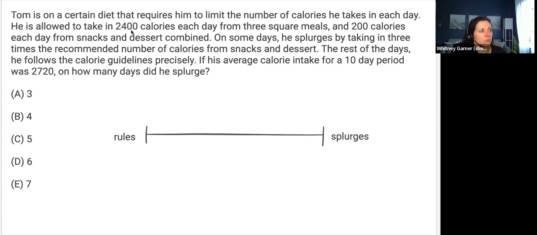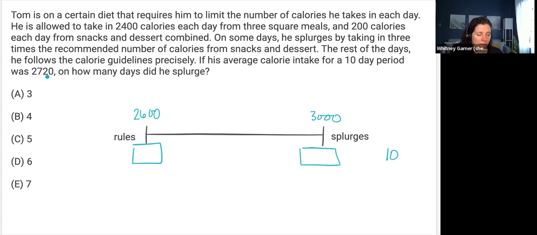Well, on days that he follows the rules, he has 2,400 calories plus 200 calories. So that's 2,600 calories. On days he splurges, he has 3 times the recommended number of calories. So that would be 600 plus the 2,400. So on those days, he has 3,000 calories. Now, I know that whatever these two are has to add up to 10 days. So what I need to figure out first is their ratio.